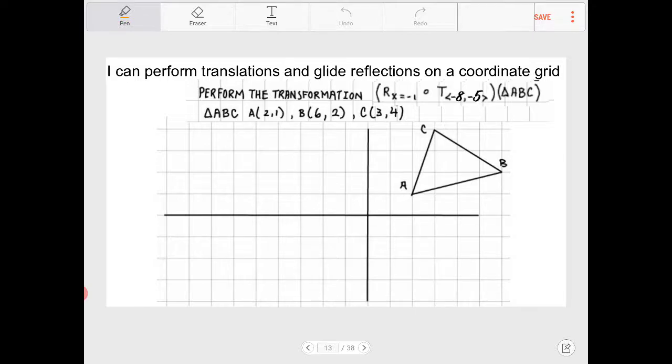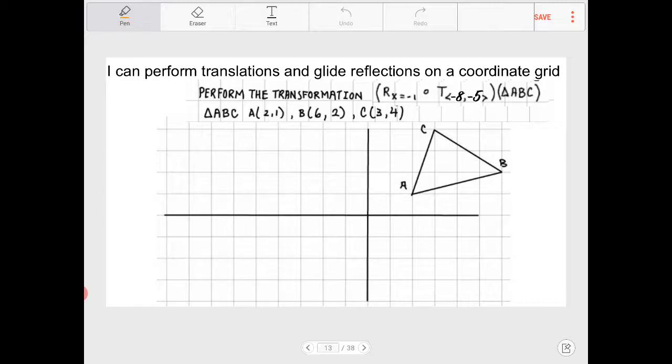All right, so let's actually do an example together, okay? So you have triangle ABC that's graphed. Pause the video for a moment, see if you can find the coordinates for triangle ABC after this composition of translation and reflection. So hopefully after some time now you had an opportunity to figure this out.